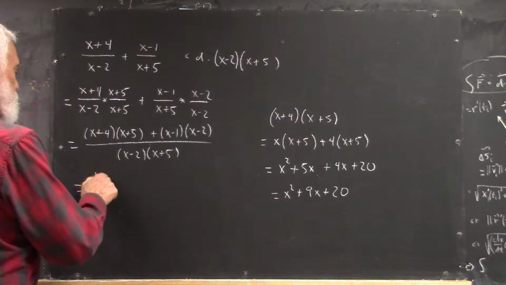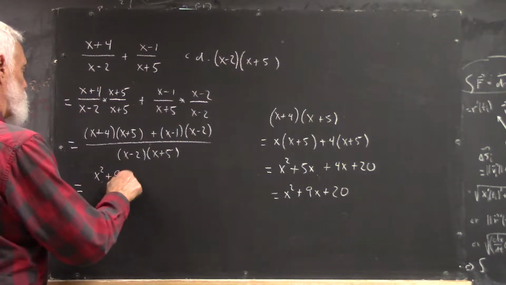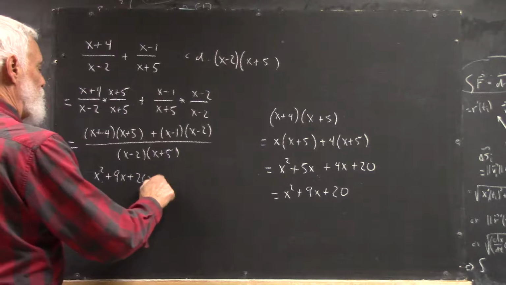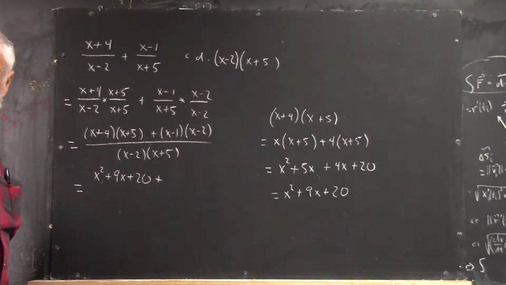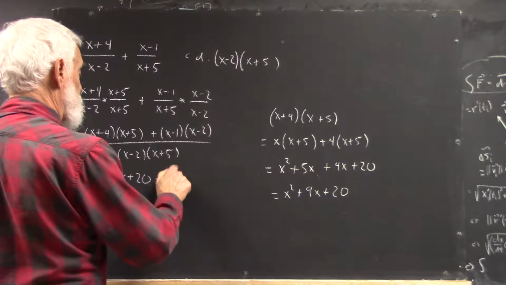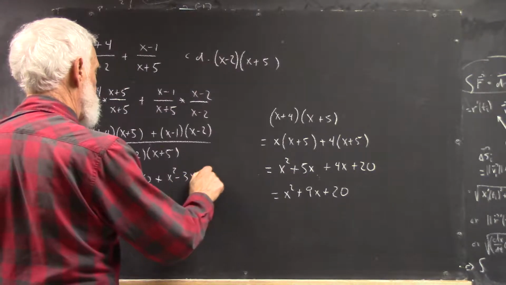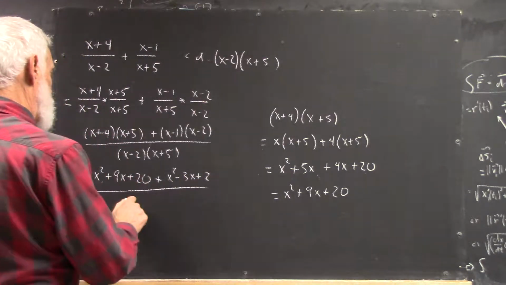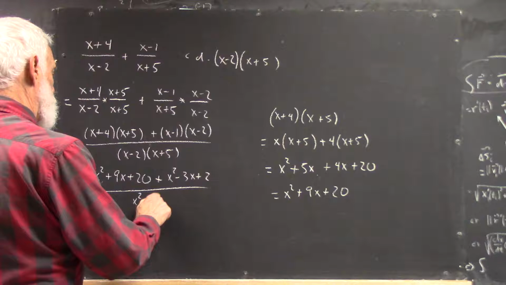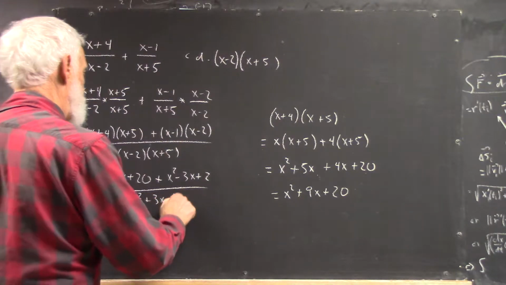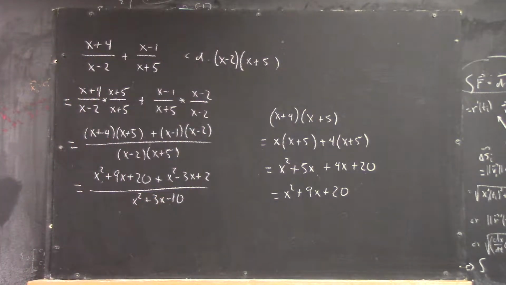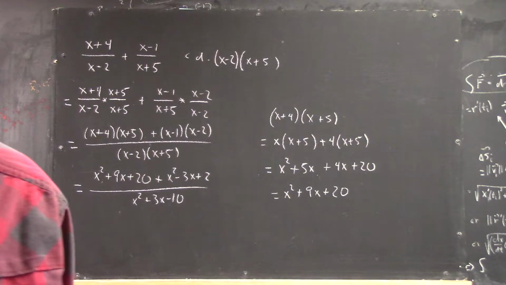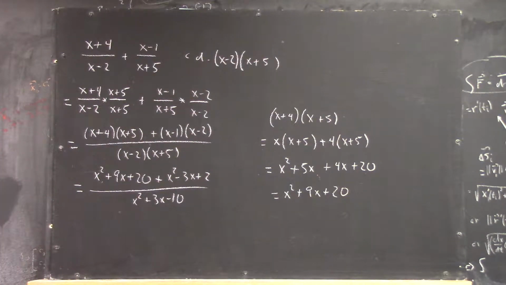And here we get x squared plus 9x plus 20. And we do the same thing here, okay? And we get x squared minus 3x plus 2. And down here we get x squared plus 3x minus 10. Nothing mysterious about that at all. Make sense? Good. Okay.